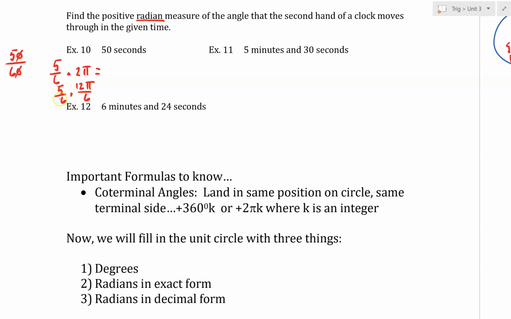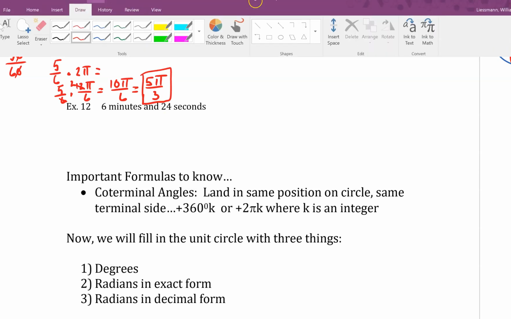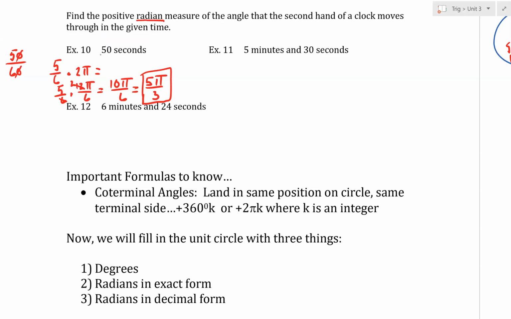We can say here that 6 goes into 12 twice, so this is 10 pi over 6, and then that reduces down to 5 pi over 3. So fractions. If you're not good with fractions, you need to get better at them because you're going to need them for this section.